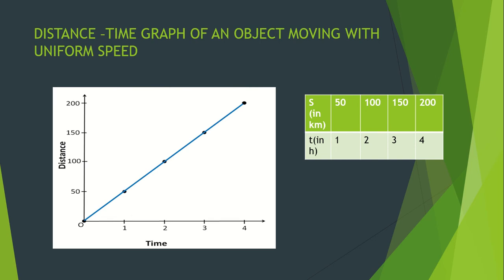So this is very much clear from the picture, and even you can see in the table, if you divide 50 by 1 you get 50, 100 divided by 2 again you get 50, 150 divided by 3 again 50, and 200 divided by 4 again 50. So the speed remains same every time. Now we see the next one.